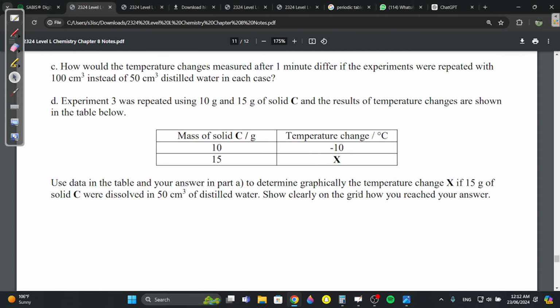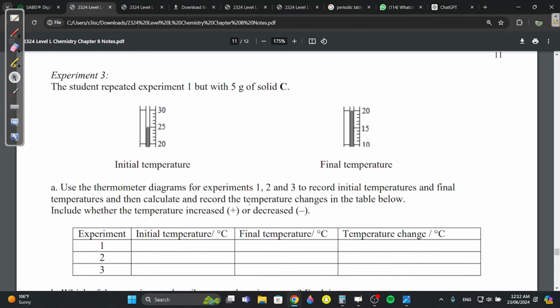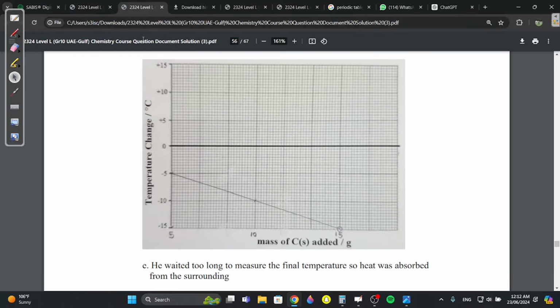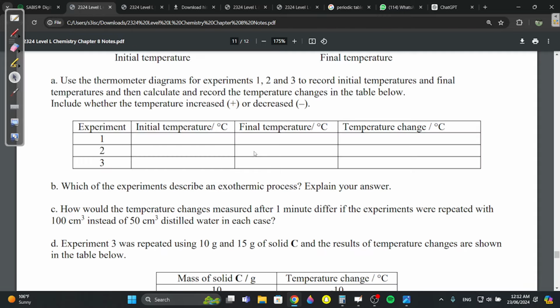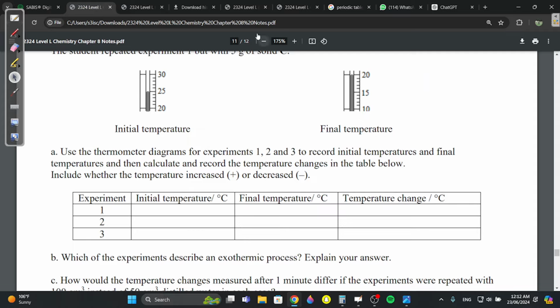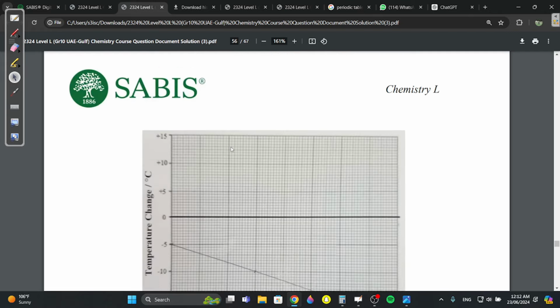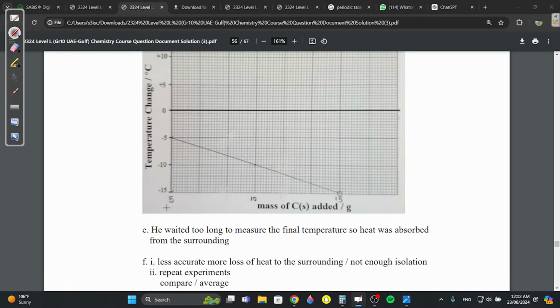I'm not going to go through this, maybe they do it. They're going to give you this graph, temperature change, mass of C, whatever. You just have to plot the points. We said the initial temperature, temperature change. We started with 5 grams of solid C, and the temperature change here, from the table, was minus 5. You guys should know this. So at 5 grams, let's look at the graph, the temperature change was minus 5. So you put a point there.